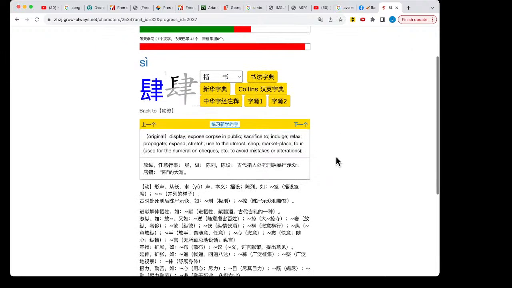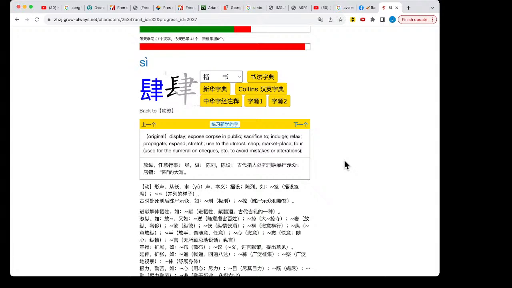Now 4. So this one, the original meaning is display, expose. Particularly in ancient times, for displaying a corpse in public. In ancient times this was a type of punishment, and it also means sacrifice, sacrifice to someone. So this very much has the meaning of presenting and displaying. Basically, you're presenting, displaying your sacrifice on the altar.